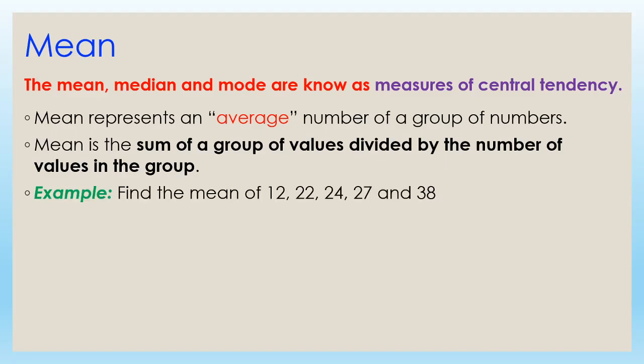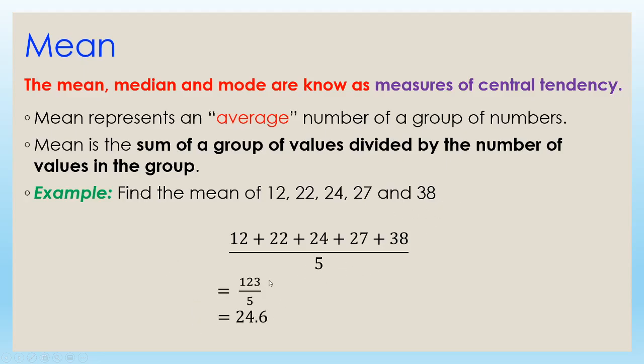Here's an example. I have the numbers 12, 22, 24, 27, and 38. So I add up all those numbers and divide by 1, 2, 3, 4, 5, divide by 5 numbers. And when we do that, we get this fraction, which simplifies to 24.6.